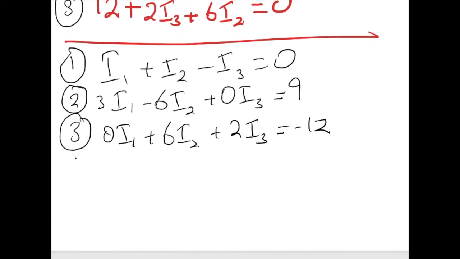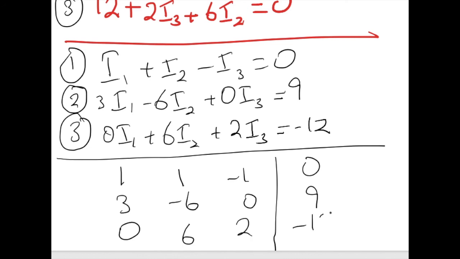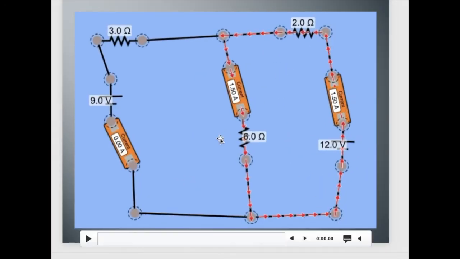So, solving that, what you would put into your calculator would be 1, 1, minus 1, 0, 3, minus 6, 0, 9, and 0, 6, 2, minus 12, which will give you solutions for I1, I2, and I3. And actually, you're going to get 0 for I1 and a value of 1.5 for both I2 and I3. What that means is this.